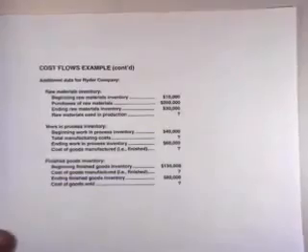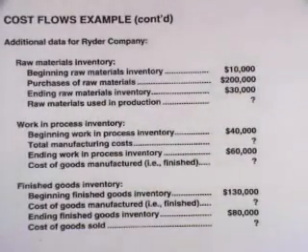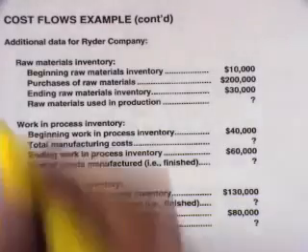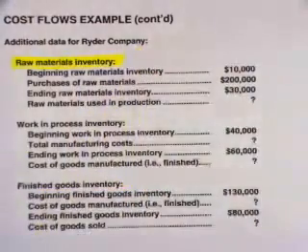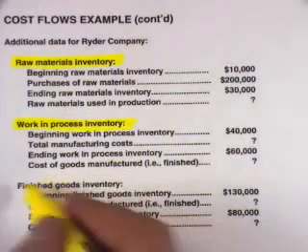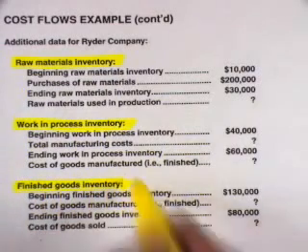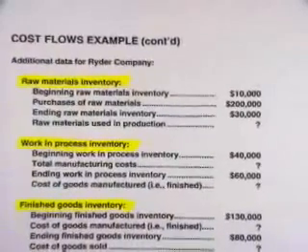All right, next we go back to the inventory accounts. And here we have 3 kinds of inventory. We have raw materials, or sometimes it's called direct materials inventory. Then we have work in process inventory. And finally we have finished goods inventory. A good way to illustrate these inventory accounts is with a T account.